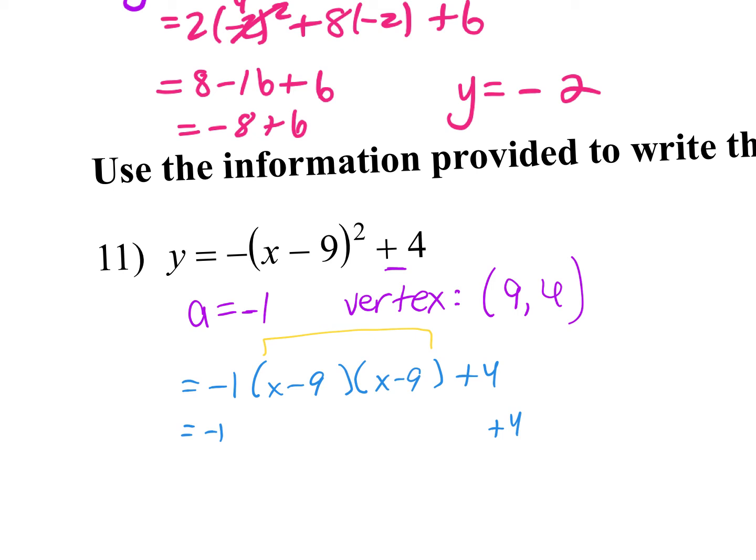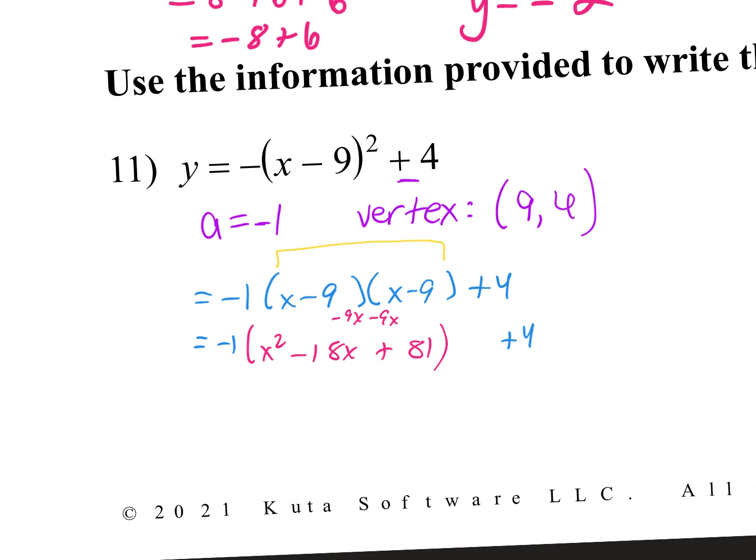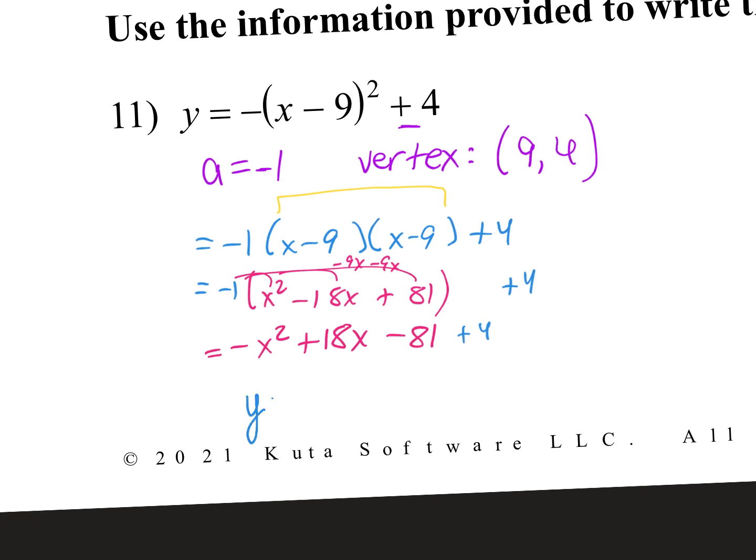So x times x is x squared. x times -9 is -9x. -9 times x is -9x. So that gives me -18x, right? And then what is -9 times -9? +81. I now distribute that negative sign. So here, here, and here. This becomes -x squared plus 18x minus 81. And then the last thing I do is add the 4. So in standard form, this is -x squared plus 18x minus what?